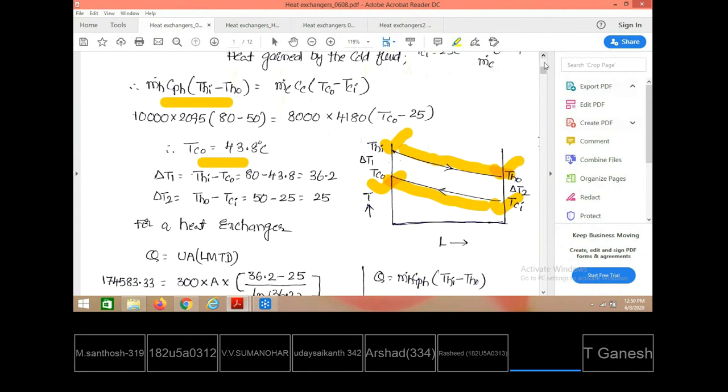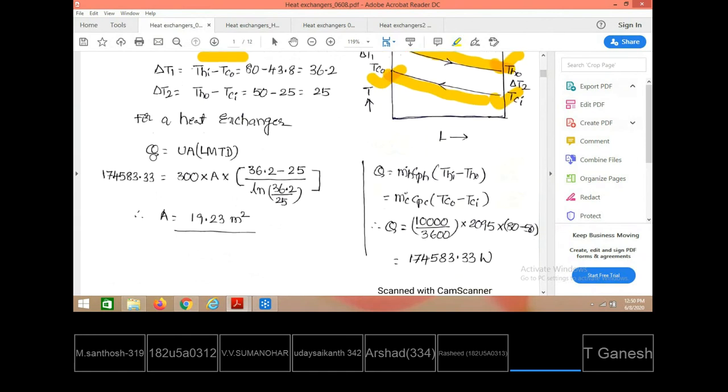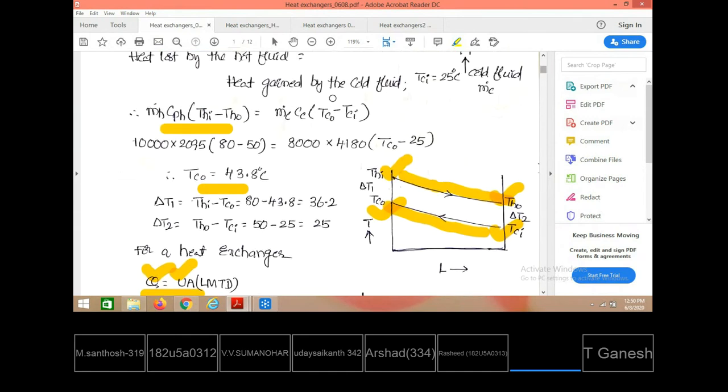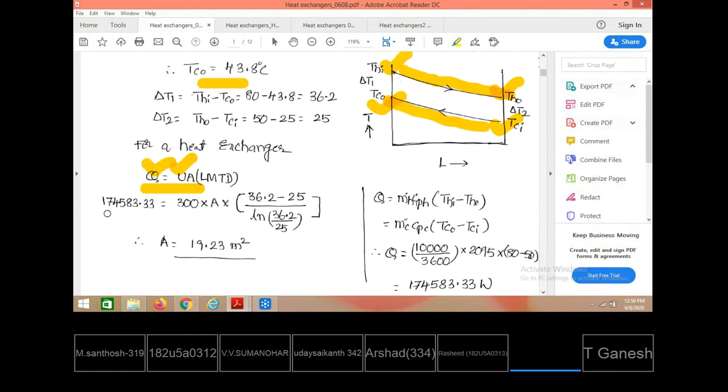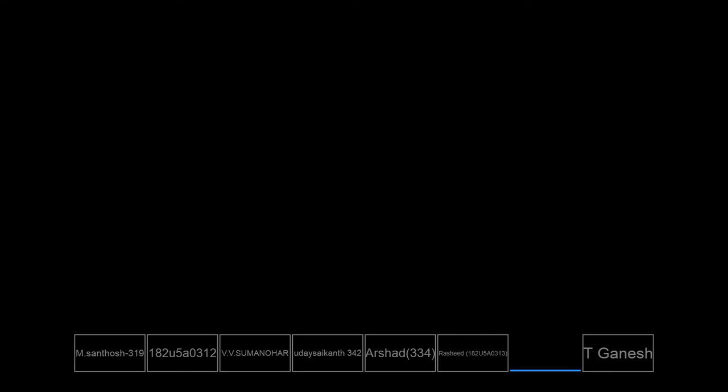So using the LMTD method, how do you find out? Q value is equal to UA into LMTD. In this case, U is given. How do you calculate Q? Q can be calculated as either heat lost by the hot fluid from this equation, or heat gained by the cold fluid from this equation. Either from this relation you can get Q, or from this relation. By obtaining Q, that value is 1,74,583.33 watts. U value is already given in the problem, equal to overall heat transfer coefficient 300.